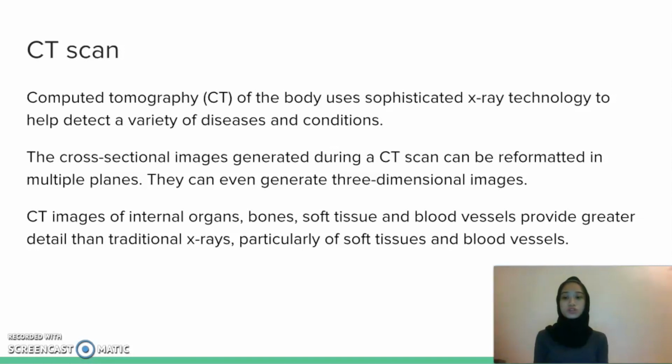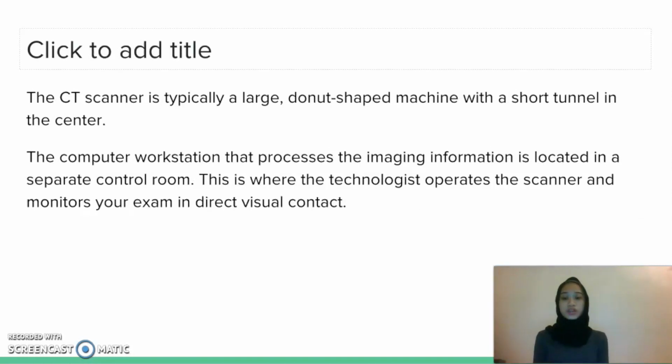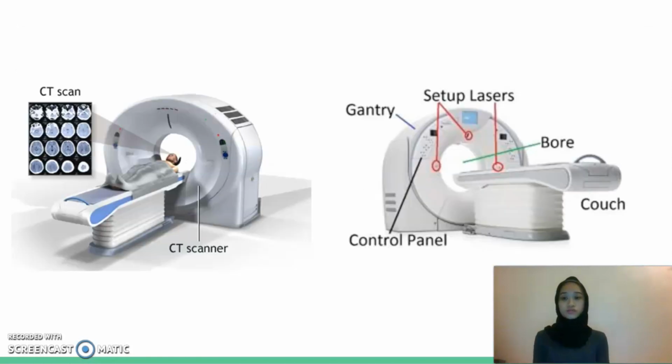The CT scanner is typically a large donut-shaped machine with a short tunnel in the center. The computer workstation that processes the imaging information is located in a separate control room. This is where the technologist operates the scanner and monitors your exam in direct visual contact. As you can see in the pictures, this is an illustration of how a CT scan looks.